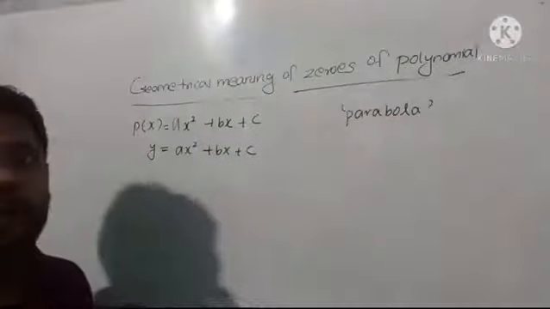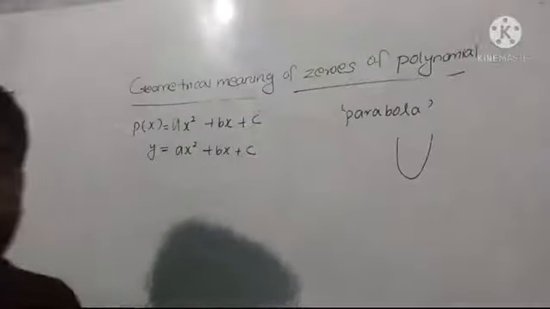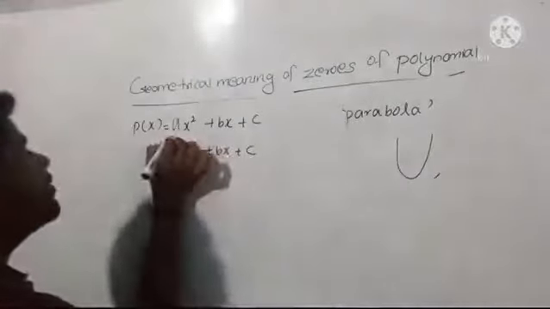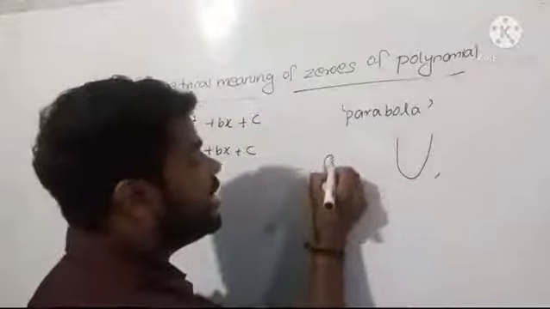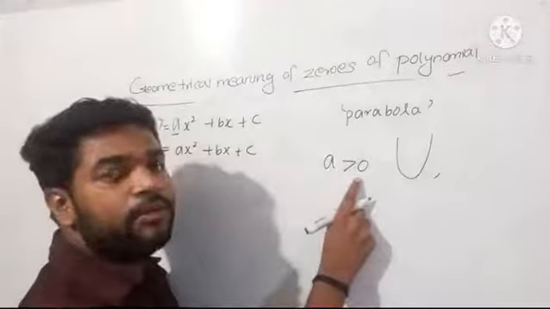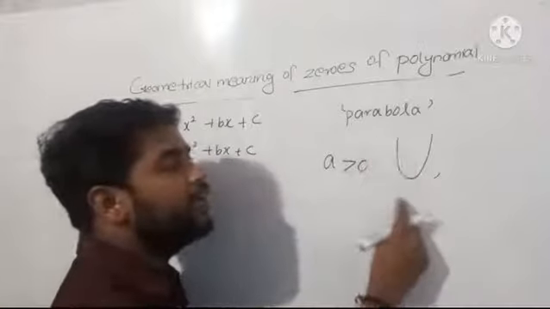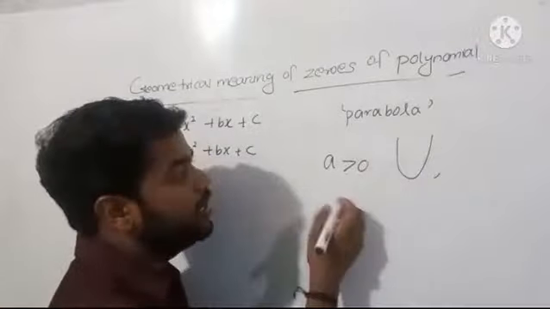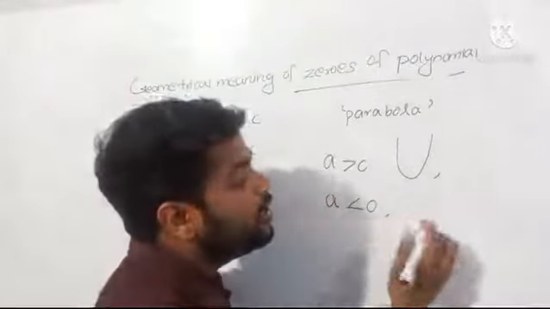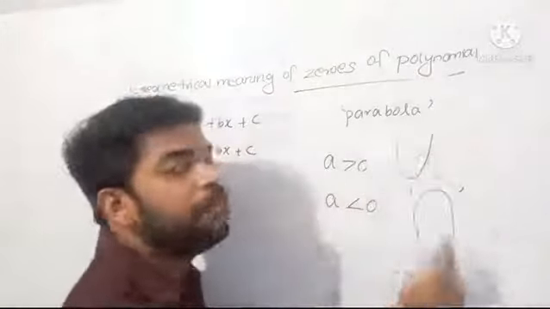Parabola, it will be upward and U shape. Parabola means a U shape graph. When will it be upward? In ax square plus bx plus c, when a is greater than 0, that means the coefficient of x square is greater than 0. A is the coefficient of x square, right? So you will get a parabola upward. Then when a is less than 0, you will get a parabola downward. This is a downward parabola and that is an upward parabola.